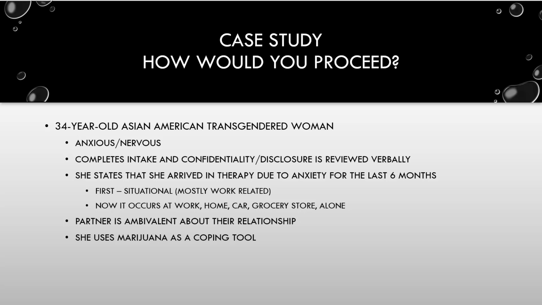The client prefers the pronoun she, so she states that she arrived in therapy due to anxiety for the last 6 months. The first was situational, mostly work-related. And now it occurs at work, home, car, grocery store, and even when she's alone. Her partner is ambivalent about their relationship, and she uses marijuana as a coping tool.